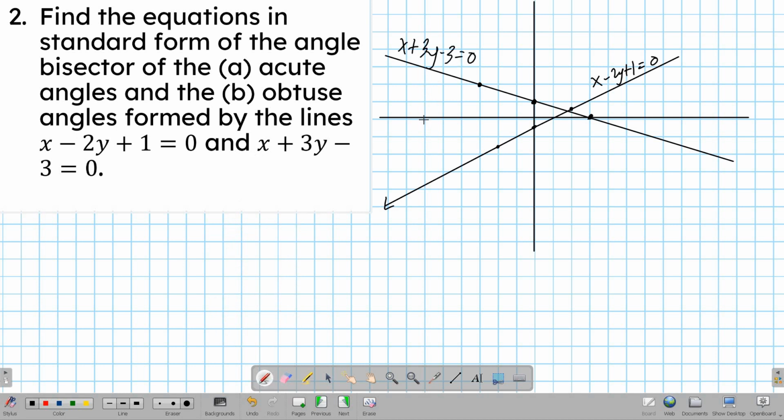Okay? Now, we are asked to find the equation in standard form of the angle bisector of the acute and then obtuse angles. So, if we look, this is the angle. I'm going to mark it in red. These are the two acute angles, the ones in red. Let's make it blue. This is the acute angle in blue, while the obtuse is this green one.